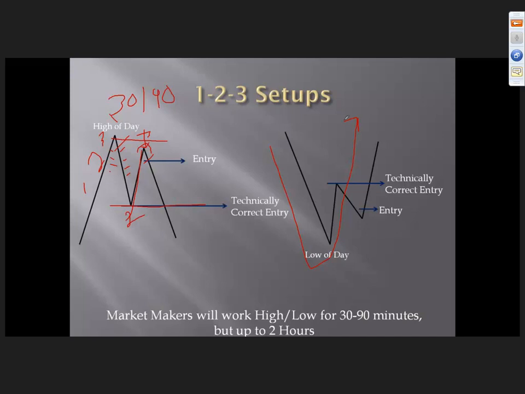So, anyway, okay. All right, so understand, if the V bottom, that's the only thing we can't account for, that's where the 30 minutes come in.